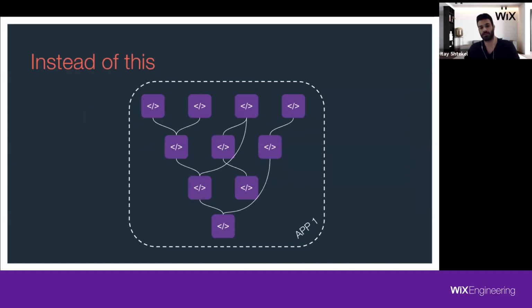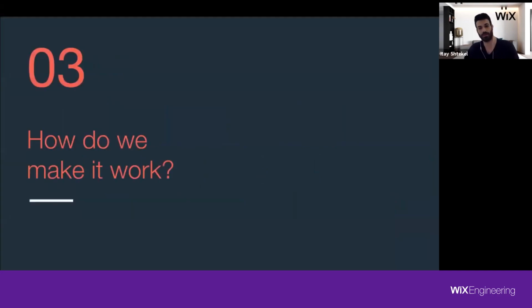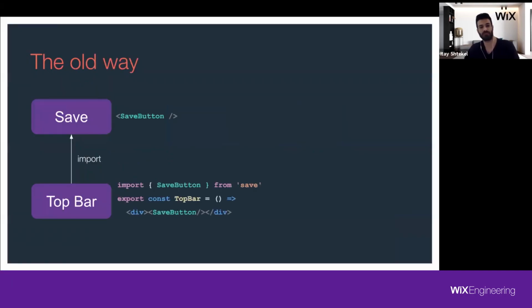So instead of this intertwined tree structure, where every module is aware of the application, we get this modular structure where modules don't know anything about other modules and only know the host, the empty application, and they only communicate with it. So how do you make it work? Because dumping all the dependencies is a pretty arbitrary statement, because we need dependencies in the real world. So let's dive a bit deeper.